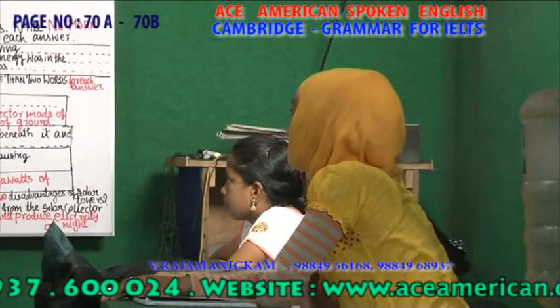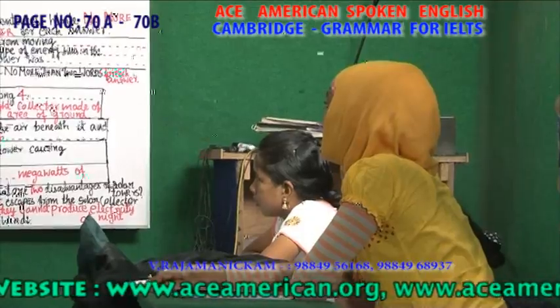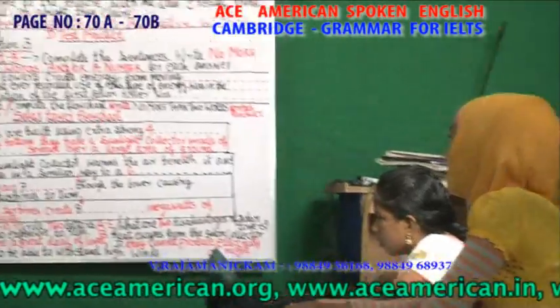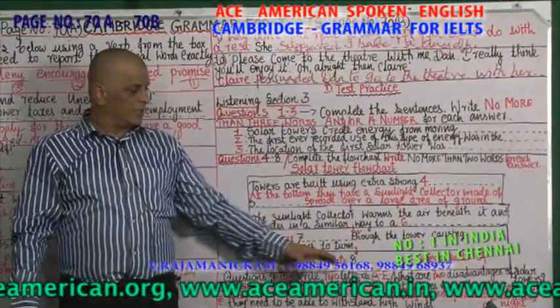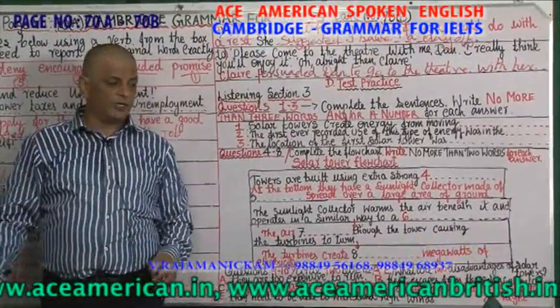See, if you fix one solar tower, you get electricity for 2 lakh houses. How many houses? 2 lakh houses. So are these the disadvantages? Now you will be going for a listening task, right?